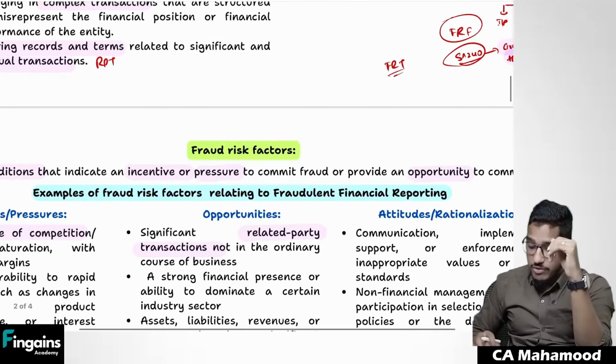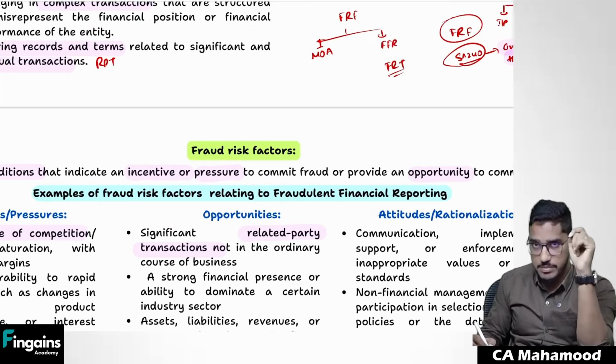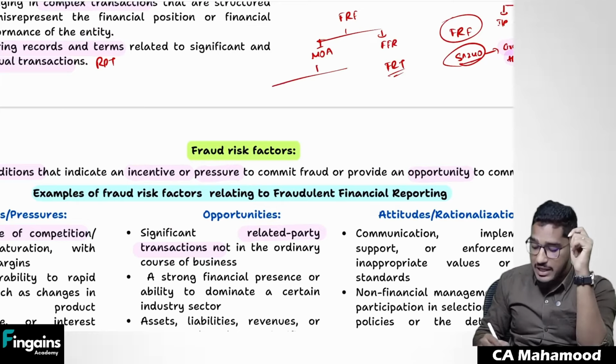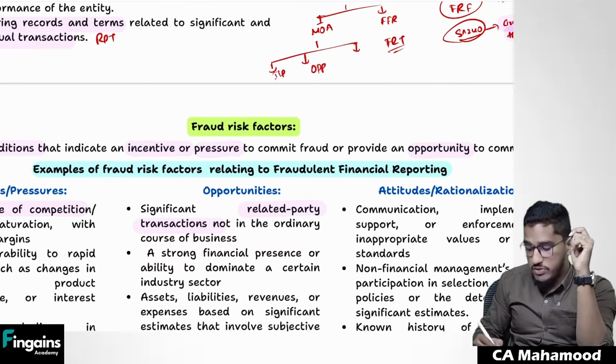And what SA 240 has done is, SA 240 has given fraud risk factors for misappropriation of assets separately, for fraudulent financial reporting separately. And under each category of fraud also, SA 240 has identified those risk factors which indicate incentive or pressure, which indicate opportunity, which indicate rationalization.